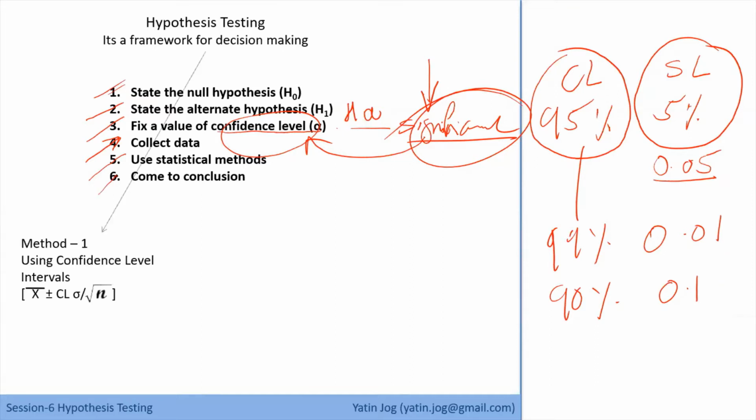Now, how many methods do we have? As we said, use statistical methods, step number 5. So we have 4 important methods for 1 and 2 samples. First method is using confidence level intervals. As you can see, we have an interval of confidence level, and based on the interval, we'll decide whether to accept or reject the H0.